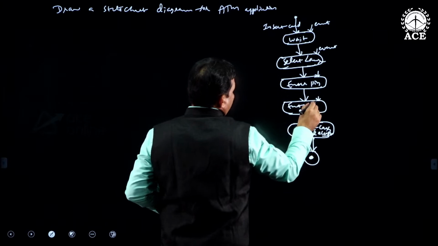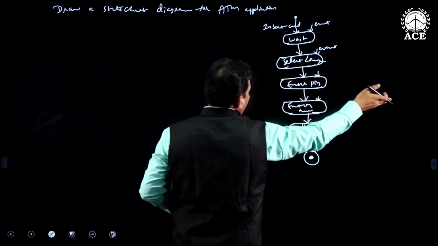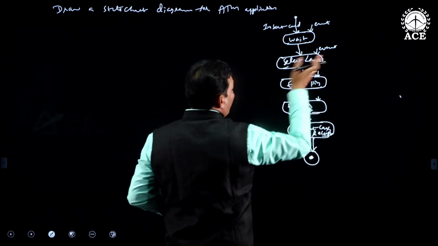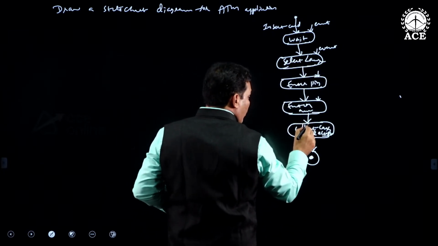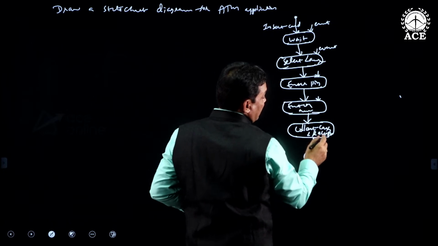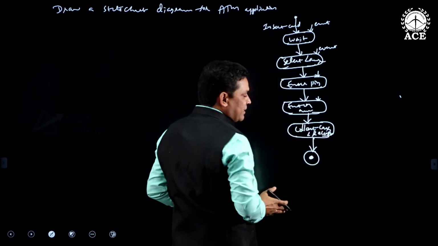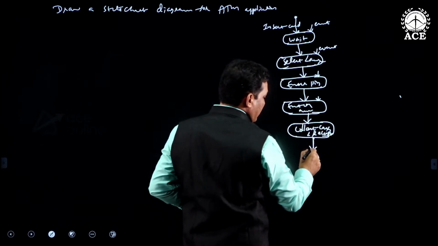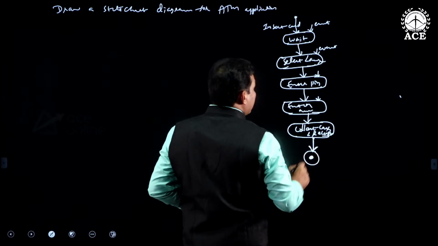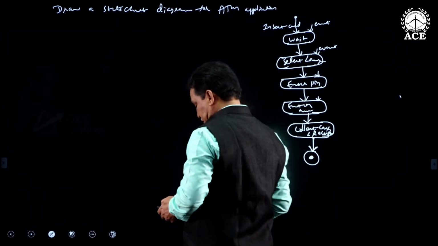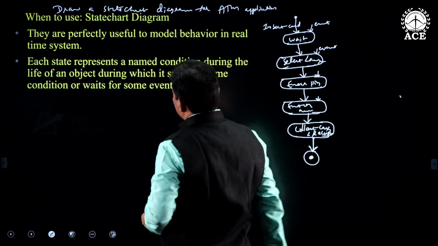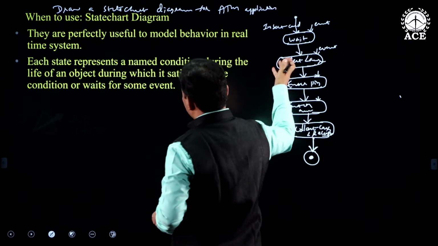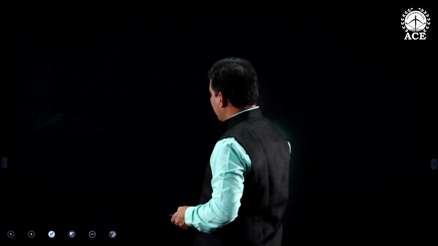Here the amount is entered and verification takes place by connecting with the banking database. If you have sufficient balance in your account, the transition is triggered from enter amount to collect cash and receipt. Here the user has successfully collected the cash and receipt. Now the transition can trigger from collect cash and receipt to the final state. This is the importance of the state chart diagram for an ATM application. They are perfectly useful to model behavior in real-time systems. So that is the purpose.